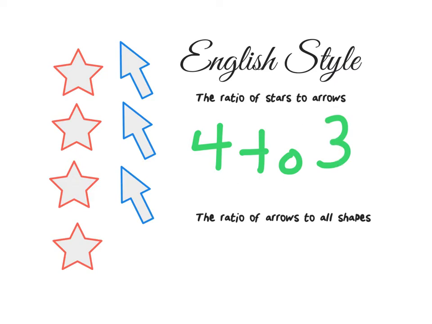If I want to do the same thing, and now what I want to do is talk about the ratio of arrows to all shapes, then I've got 3 to 7. And again, very important that I keep the order. Arrows first, that's the 3. All shapes second, that's the 7.